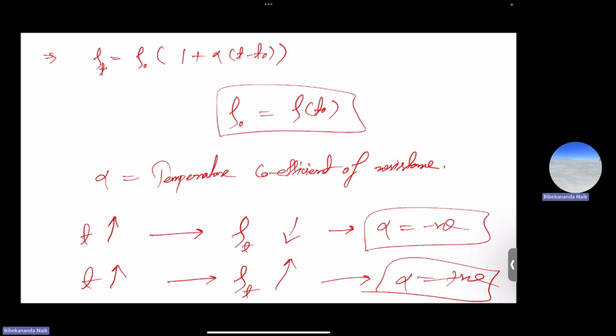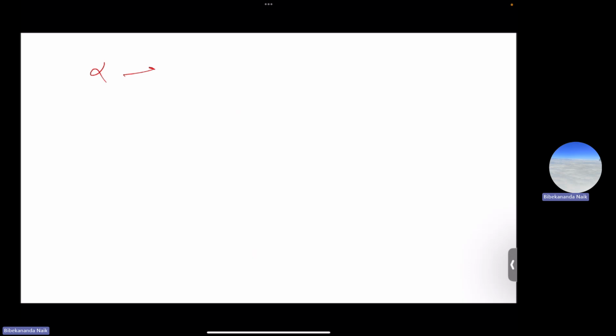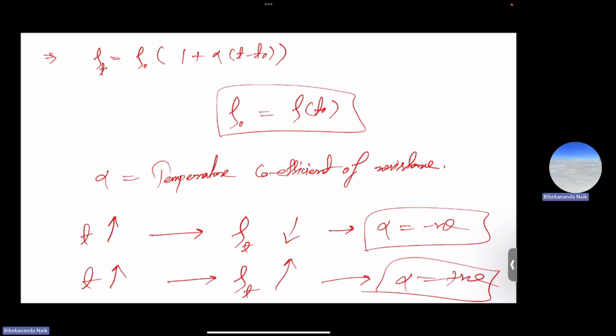But for semiconductors, since they have a very limited number of free electrons, when we increase the temperature, we get more free electrons available that conduct electricity, due to which the resistance decreases. So for semiconductors, alpha is negative. Alpha is positive for conductors and negative for semiconductors.